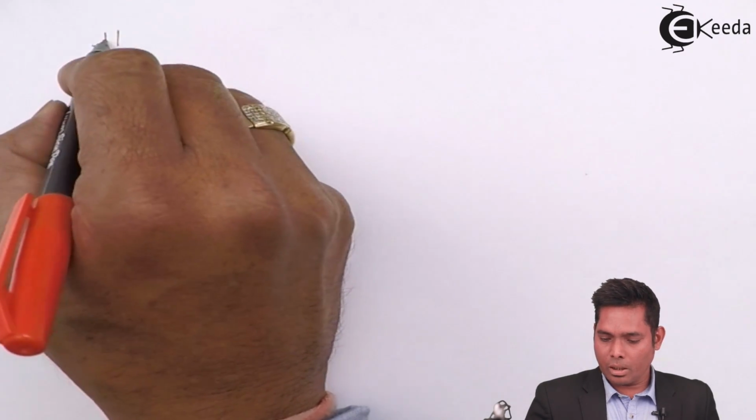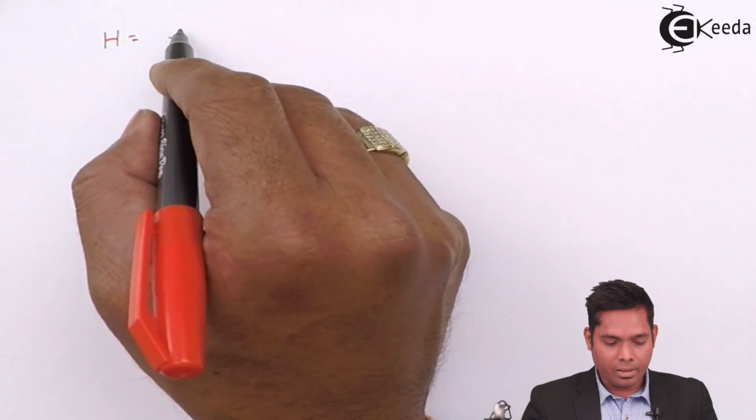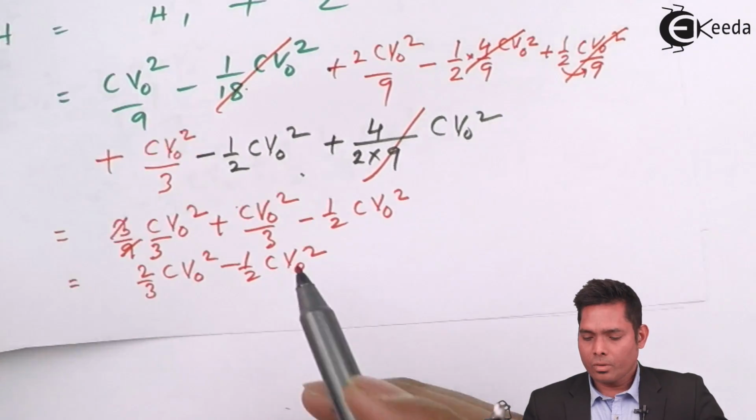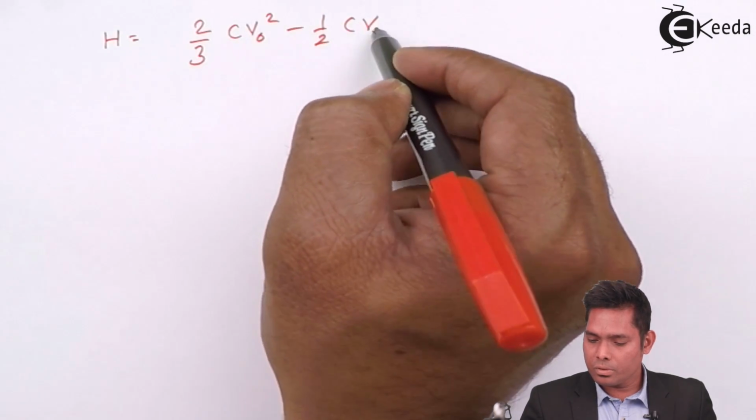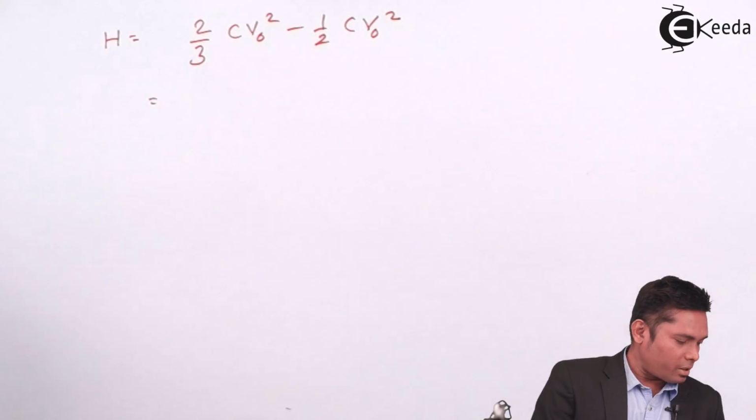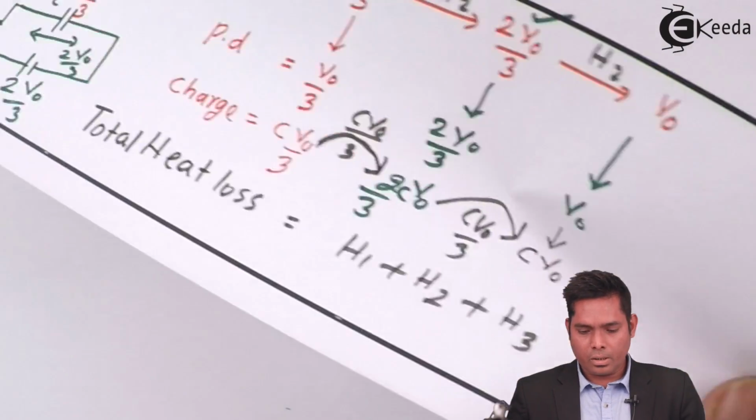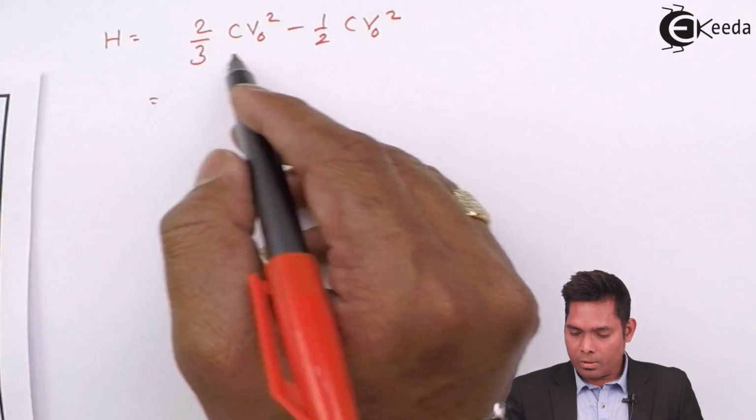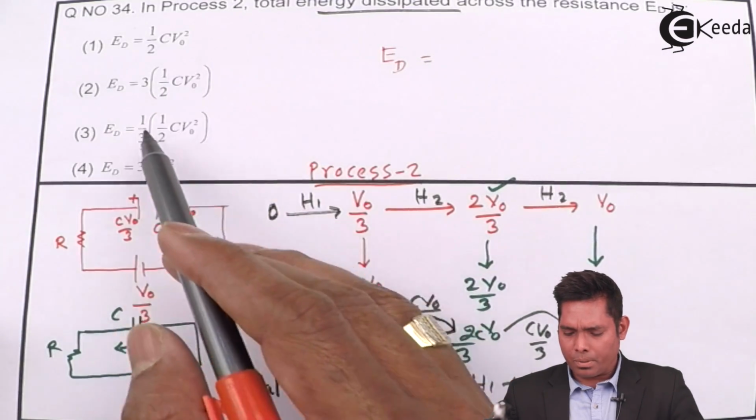Now the total heat that we got, the sum of heat loss during each step, is finally coming down to 2/3 CV naught square minus half CV naught square. If I solve this, then I have to see first the options that are given. Then in the form of those options, I will solve that. See here, this is the option. I'm getting this one, and this is of this form. So obviously no problem. Half CV naught square I'll keep here.